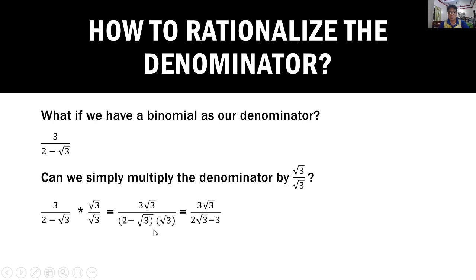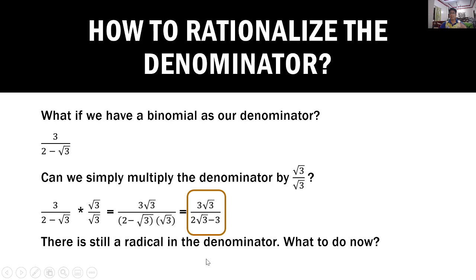Distribute natin ha. 2 square root of 3, negative 3, negative square root of 3 times square root of 3, negative 3. Makakancel lang siya kasi 3 squared. So ito, yung taas the same. Now if you notice, dun sa baba, kahit i-multiply natin dito, meron pa ring radical. Ayun o. There is still a radical in the denominator. What to do now? Ano yung pwede natin gawin? Alam naman, hayaan lang natin ganyan na lang. Okay? Eh, ang goal nga natin, we have to rationalize the denominator.